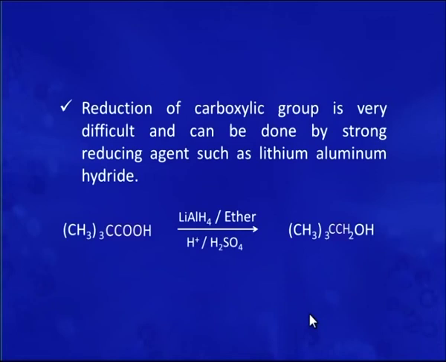Here, this is an example of reduction of the carboxylic group. Reduction of the carboxylic group is very difficult and can only be done by strong reducing agents such as lithium aluminum hydride. A carboxylic group upon reduction followed by hydrolysis forms a primary alcohol.